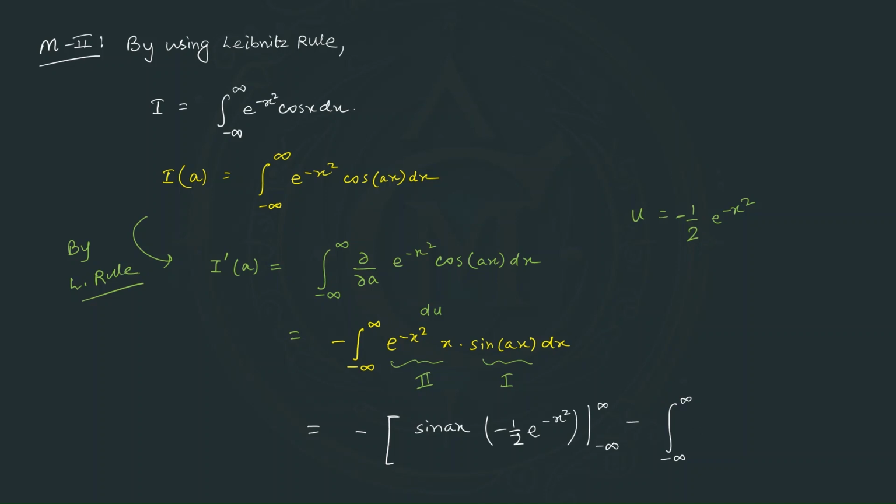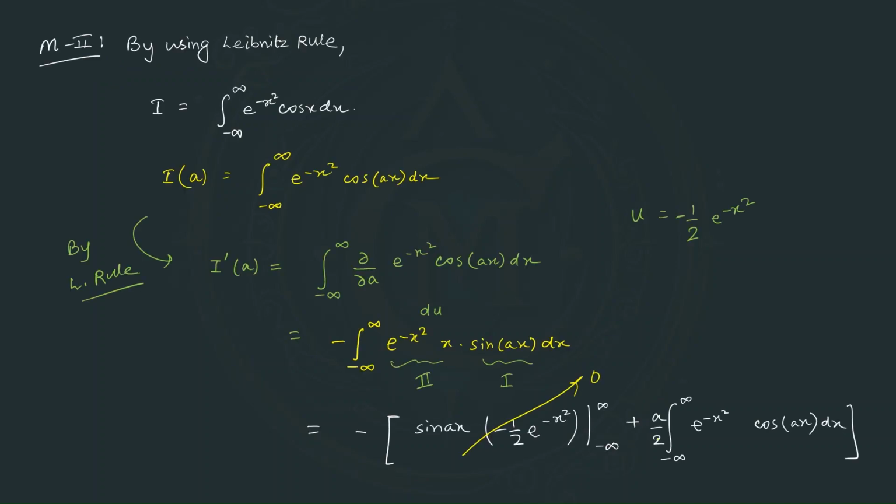then minus half e to the power minus x square again. So this minus will become plus, and then e to the power minus x square times half, then derivative of this function with respect to x. So we will get a times cos of ax dx. So we can take this a outside here. Now if we evaluate this integral, it will become equal to 0.